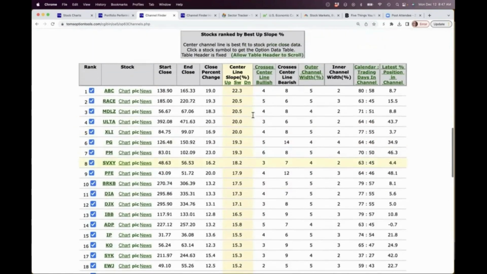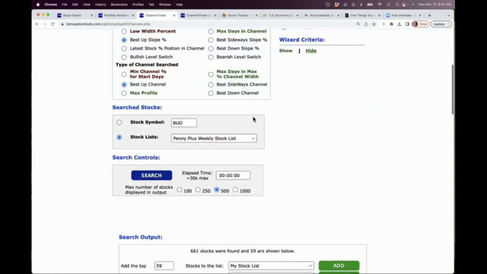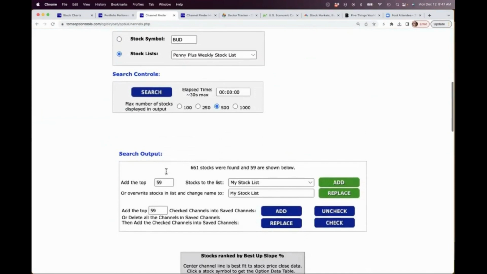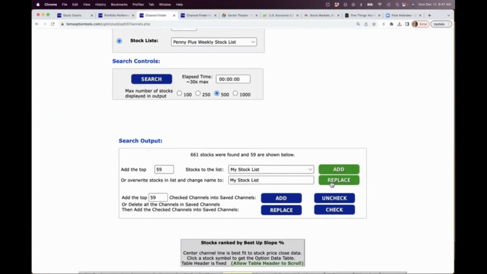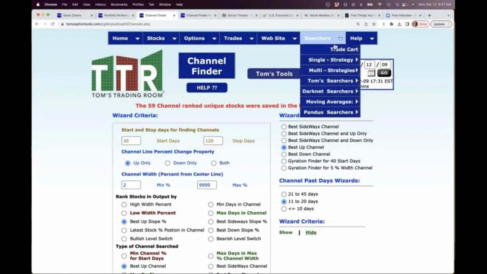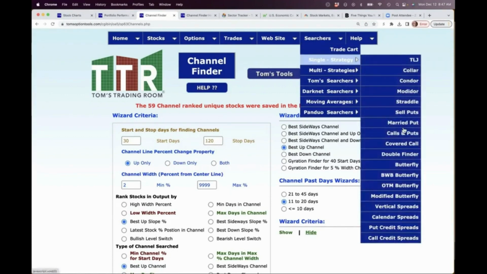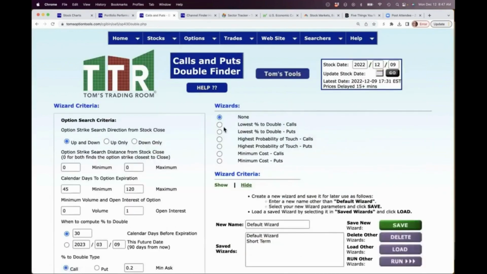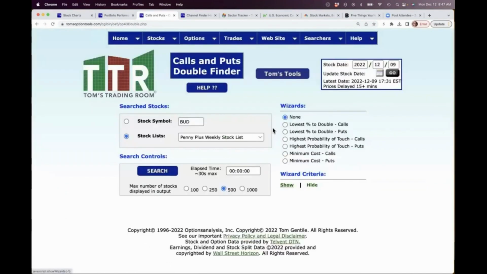Let's just say for now, I'm going to save these 59 stocks that are all in some degree of an up channel and save them in my stock list. Now, just like last week, once you have a bullish list of stocks, then you can come into searchers and do any number of things, calls and puts. What I tend to do here is I want to find the call options on this list of stocks that have the lowest percent to double. Let's hit search and see what's out there.